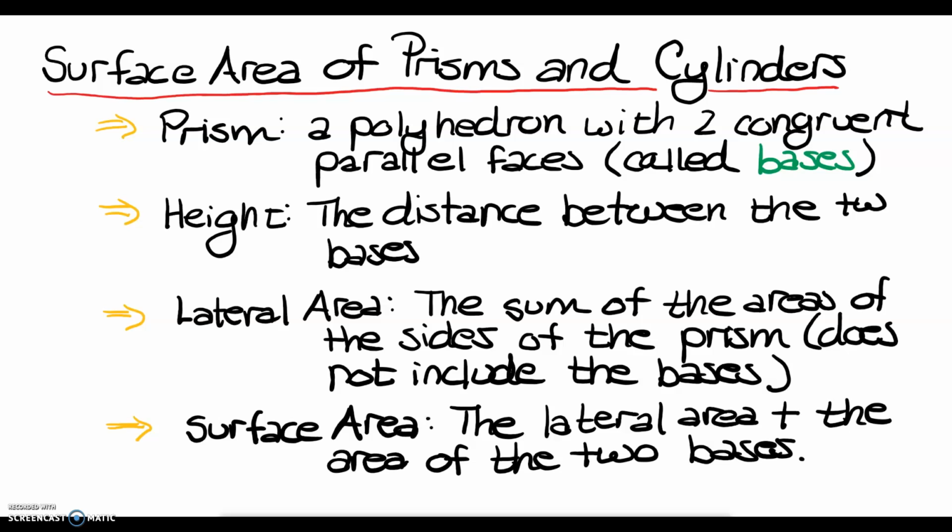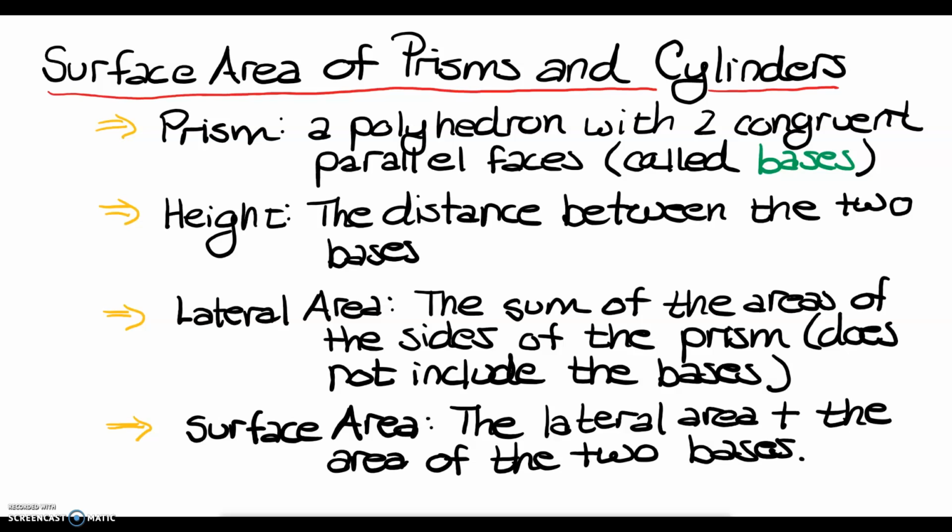The height of the prism, or the height of a cylinder, is the distance between the two bases. And remember, distance is always measured by the shortest distance. So when we look at the height of a prism or a cylinder, we're looking at the perpendicular height.